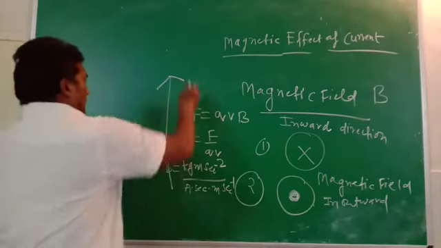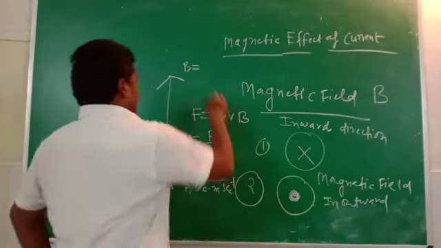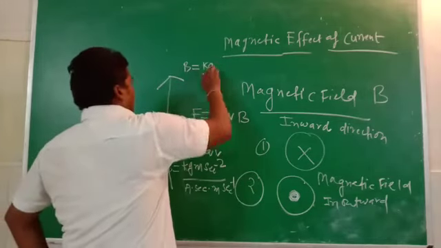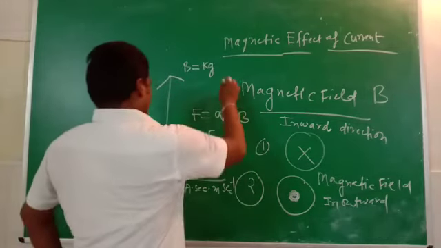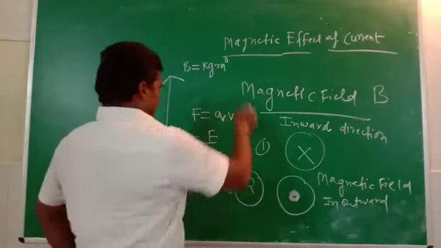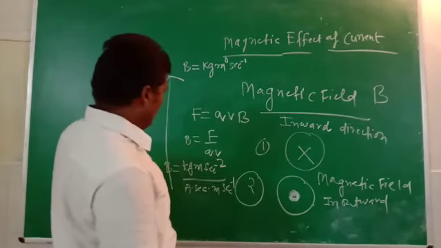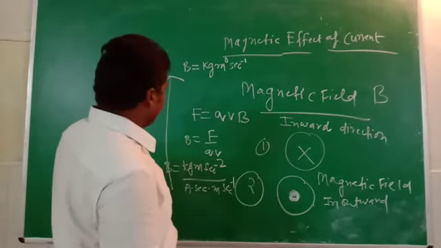Now we observe the derived unit of the magnetic field. B is equal to kilogram meter second power minus 2 upon ampere second times meter second power minus 1.